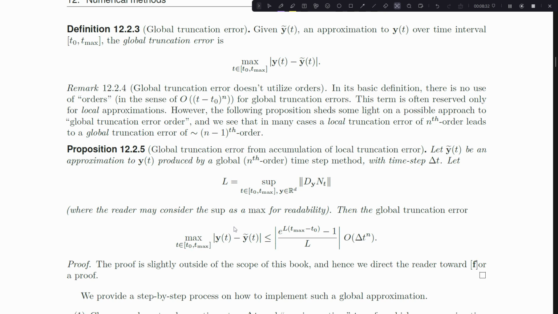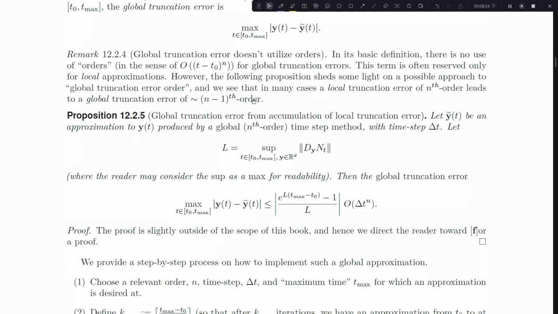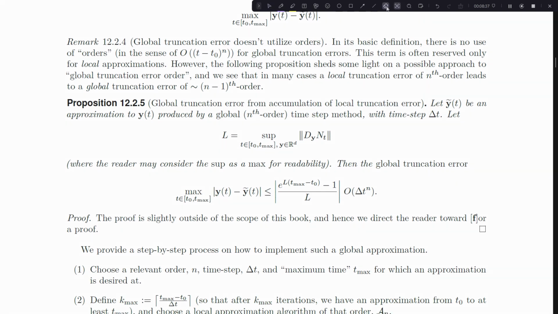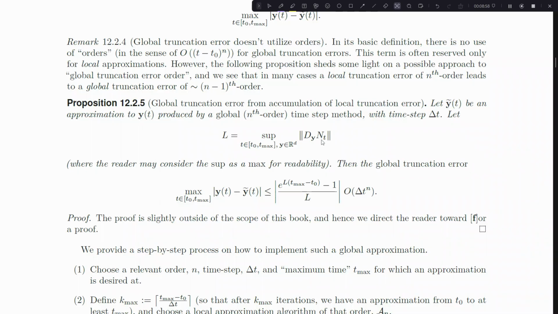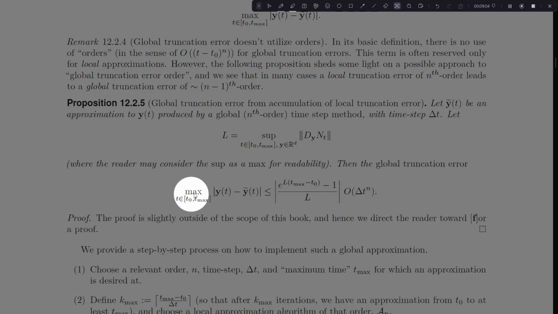But we do have the following proposition, which gives us a little bit of an idea on the way that orders behave for global truncations. So if I give myself a number capital L, which I'm just calling the maximum value of the derivative of my nonlinear operator over the time interval t0 to t max and also over all of space. Okay, so this is just some constant, ideally, that is bounded. In some cases it won't be. But the global truncation error would be at most this quantity, right?